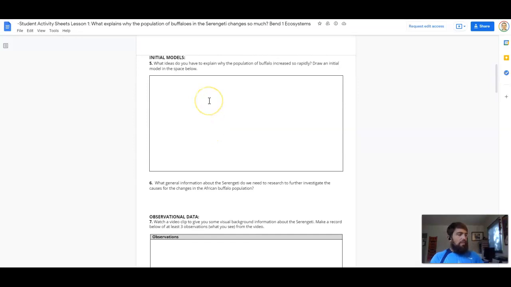Okay, so now we are thinking about models. What ideas do you have to explain why the population of buffalo increased so rapidly? Draw an initial model in the space below. So obviously this is going to be better for those of you that are working on paper, and hopefully you are. You can also jot on some paper that you have next to you. But you are going to basically sketch a few different things that could be causing the population to be increasing. Just kind of brainstorm here.